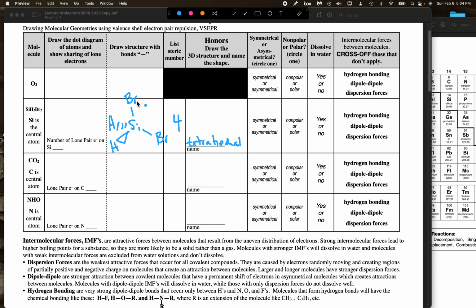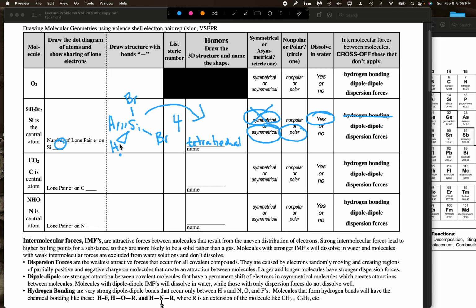Oh, this was just drawing the bonds. Sorry, this goes here. And then this is the shape. This shape has 0 lone pairs. If you have 0 lone pairs, then you're symmetrical. Oh, we're not symmetrical, are we? We're not symmetrical because we have different types of atoms, so it's asymmetrical. If it's asymmetrical, it's polar. If it's polar, it dissolves in water, and we can get rid of this.